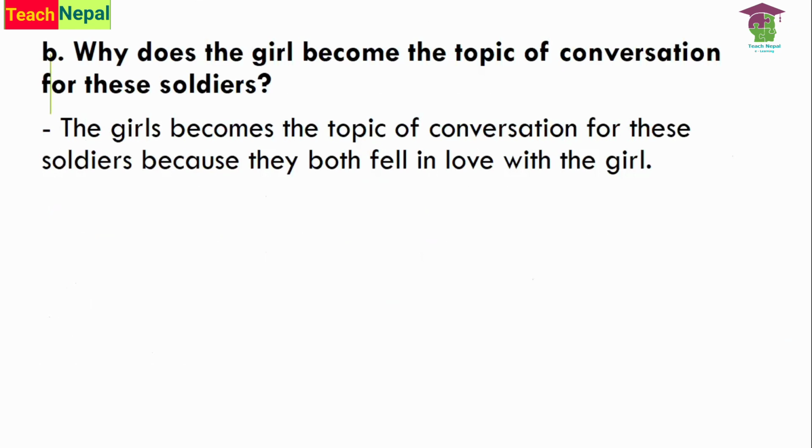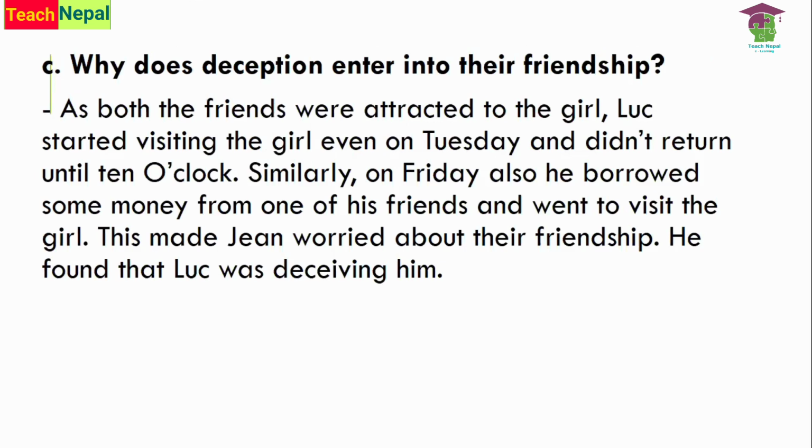Why does the girl become the topic of the conversation for the soldiers? The girl becomes the topic of conversation for these soldiers because they both fell in love with the girl, right? But at last, finally, they were not talking to each other, right? Why does deception enter? How does or why does deception means छल अथवा ढाँट्ने कुरा चाहिँ कसरी आउँछ अथवा betrayalको कुरा चाहिँ कसरी आउँछ भन्ने कुरा छ.